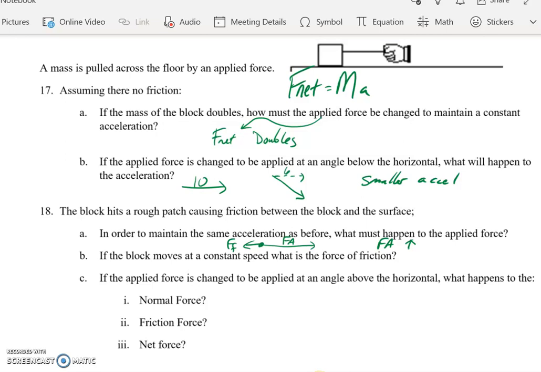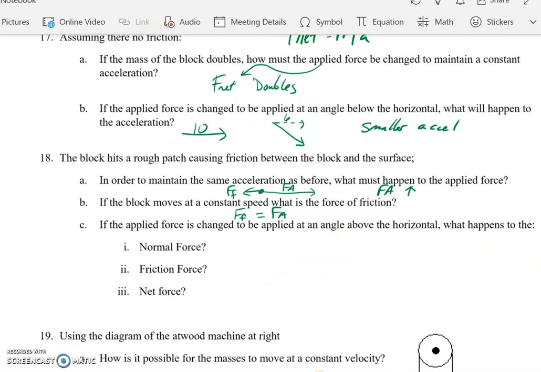B, if the block moves at a constant speed, what's the force of friction? It would be equal to the applied force. C, if the applied force is changed to be applied at an angle above horizontal, what happens to the normal force? If we're pulling up, the normal force doesn't have to be as big because now there's an upward component, so the normal force can be a little bit less. The ground doesn't have to support the full weight of the object, so normal force decreases.